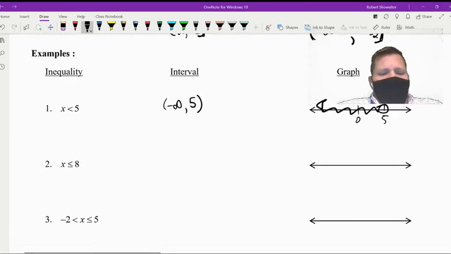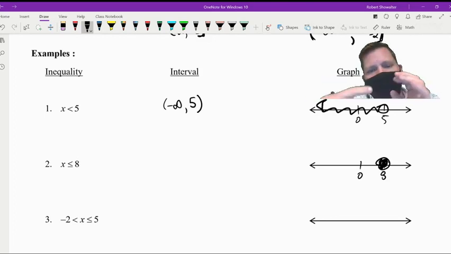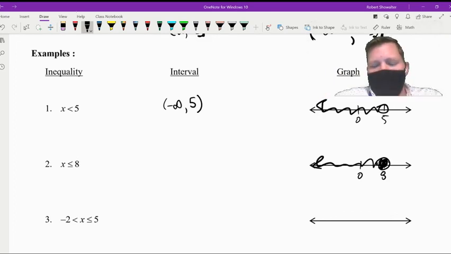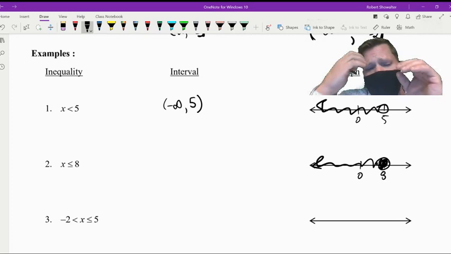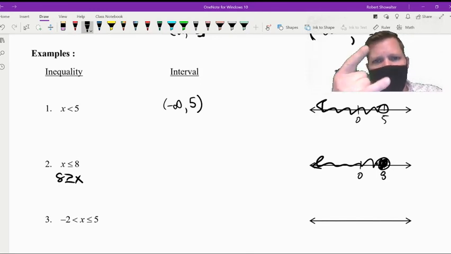Next one. Okay, we're going to go to the graph first. 8. It's underlined, so we're going to do a closed circle. And it's not that the arrow is pointing to the left, but we mean x, we want the solutions to be less than or equal to 8. So we're going to the left. It's not that the arrow is pointing to the left, because this inequality would have the same exact graph, even though it's flip-flopped.